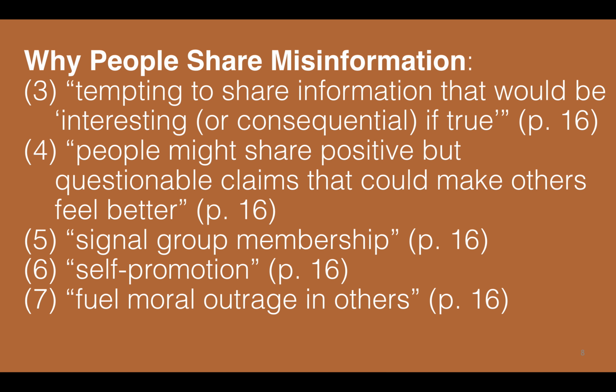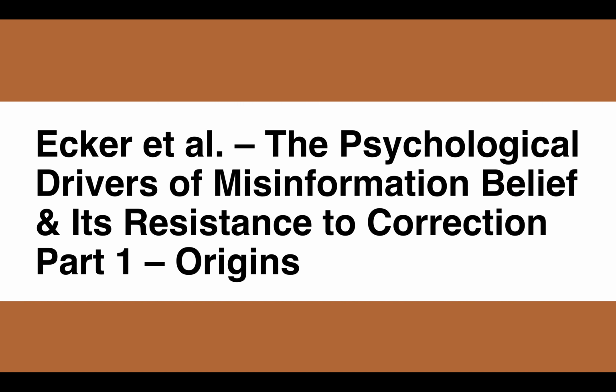Four, people might share positive but questionable claims that can make others feel better. So you may share something with a loved one or a friend that could make them feel better, but in fact may be incorrect. Five, misinformation may signal group membership, so you send something to your group that would help to show that you're a part of that group. Six, self-promotion. You may share something that may make you look good to your peer group. And seven, it could actually fuel moral outrage in others, so you may try to troll someone by sharing misinformation.